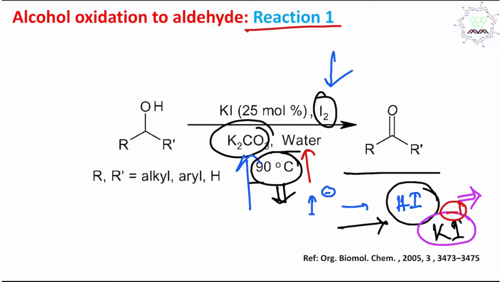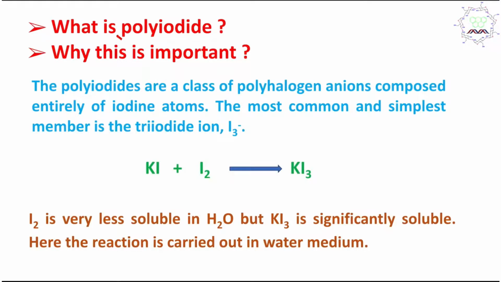Now what is the role of KI? KI is actually helping to solubilize iodine, because in water the solubility of iodine is very low. With KI it forms a polyiodide salt, and in this case you can see this KI reacts with iodine to produce I3.